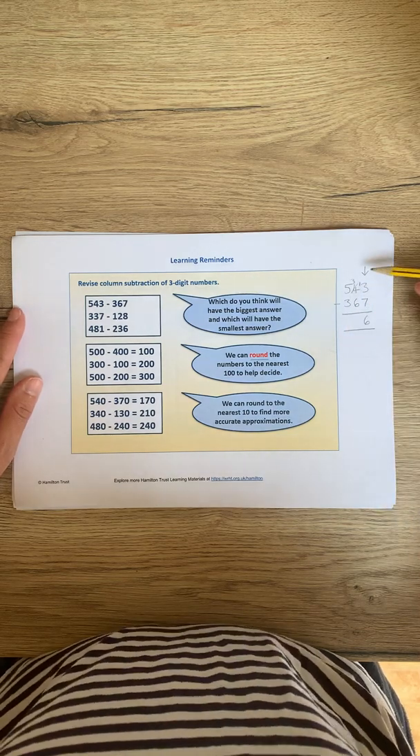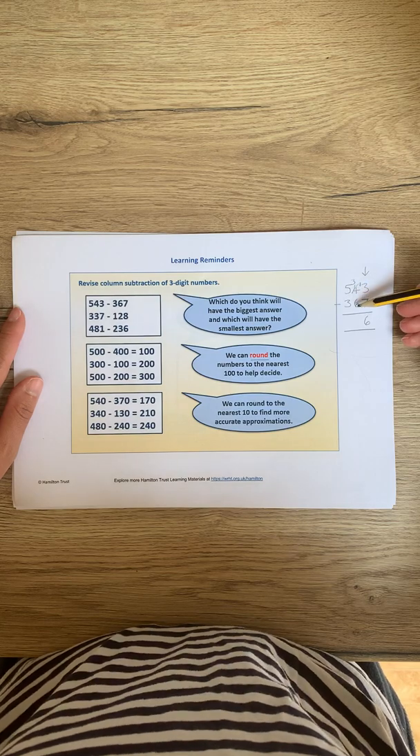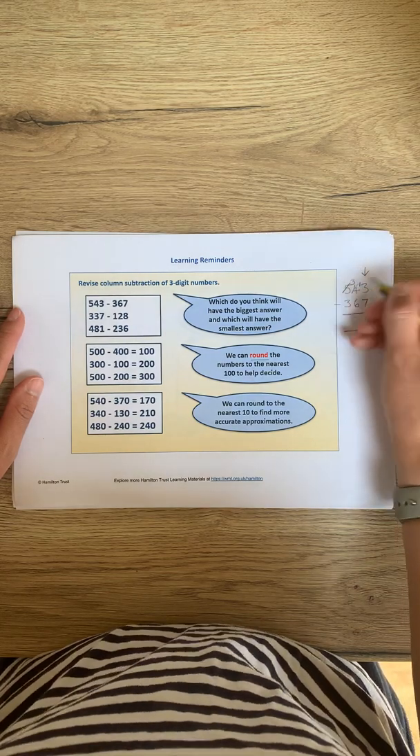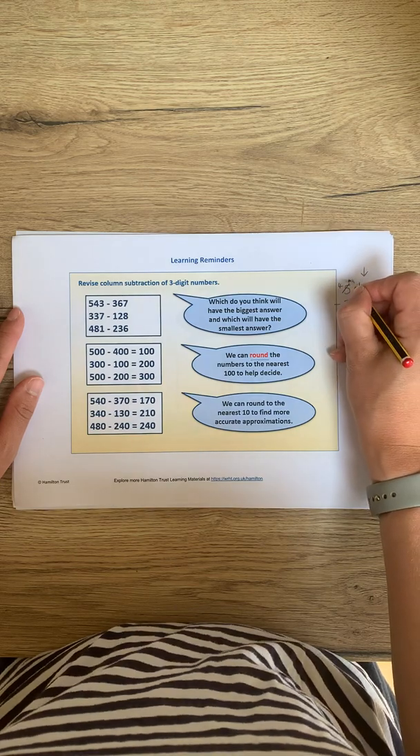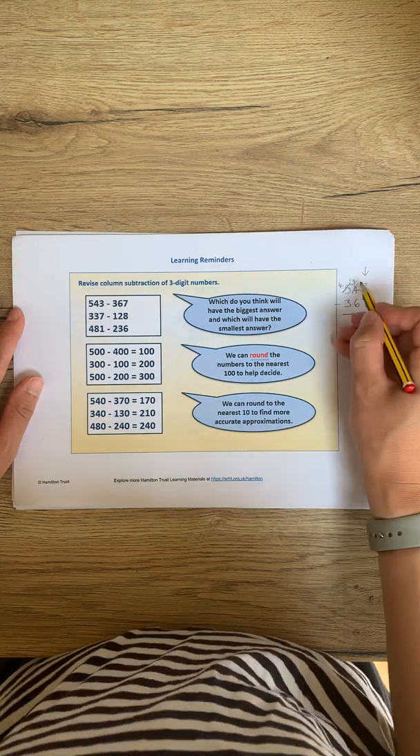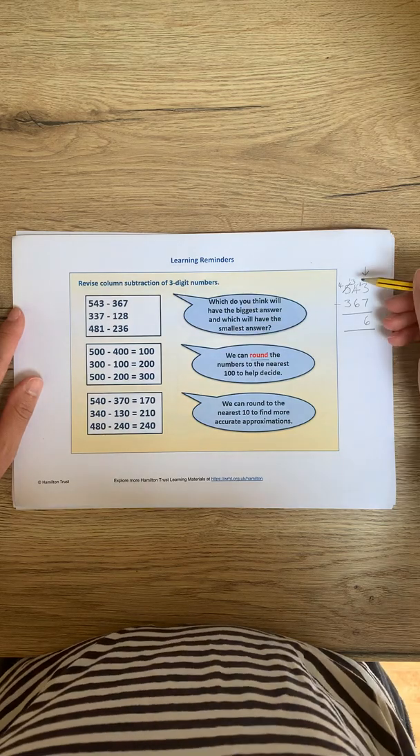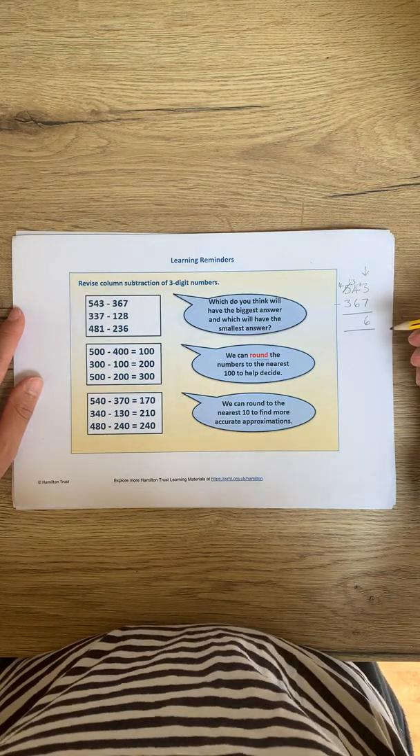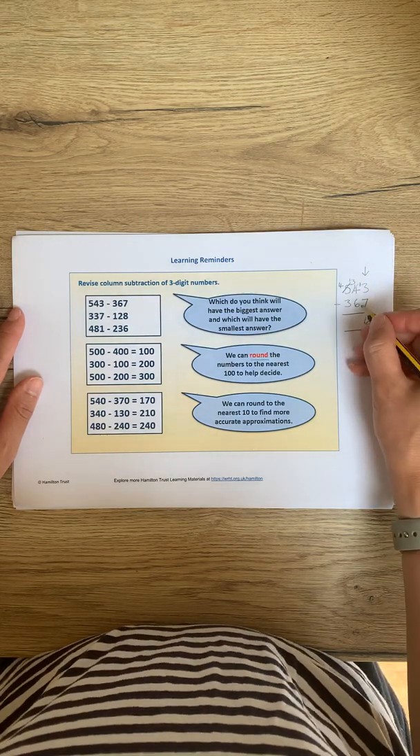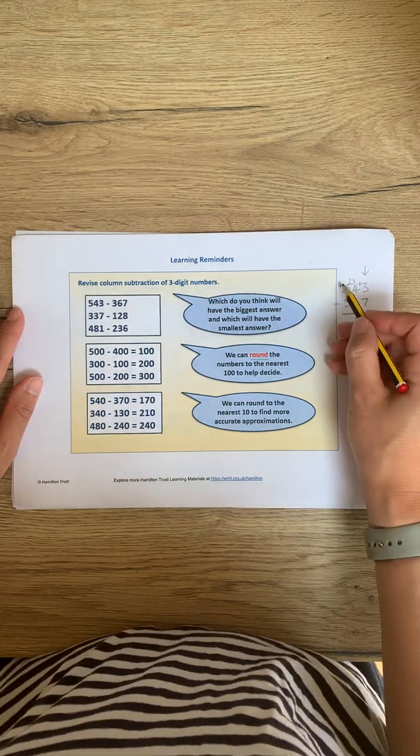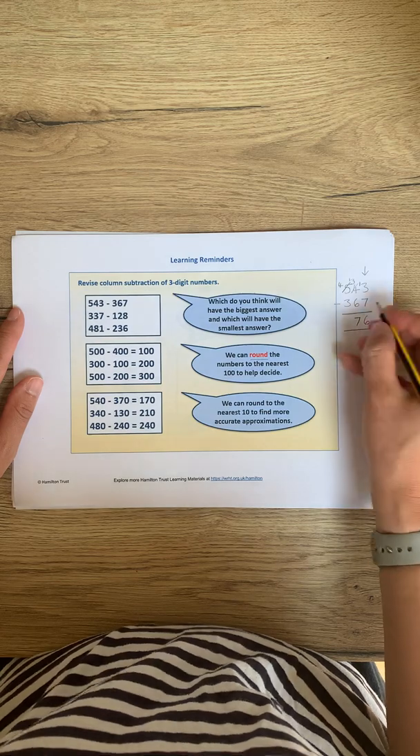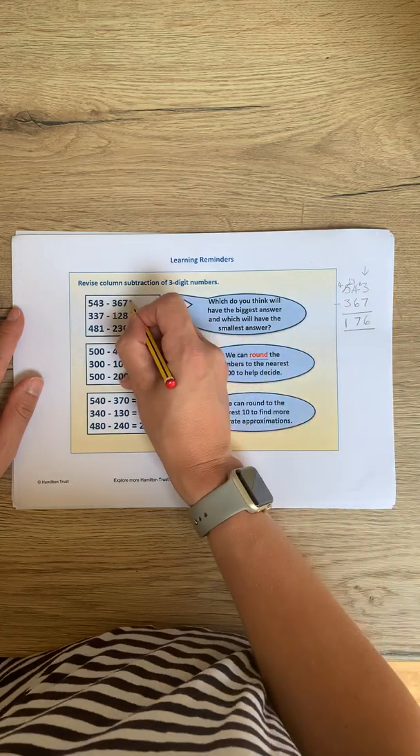Moving on to our tens column, we've got 30 subtract 60, which we cannot do. So we borrow from our hundreds. 500 becomes 400, which turns our 30 into 130. So 130 subtract 60 is 70, which we pop there. And then finally, 400 subtract 300 is 100. So the answer is 176.